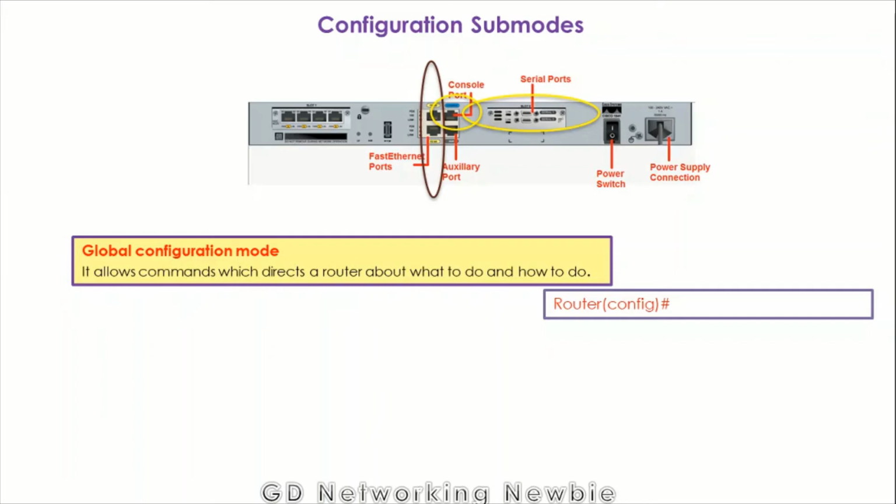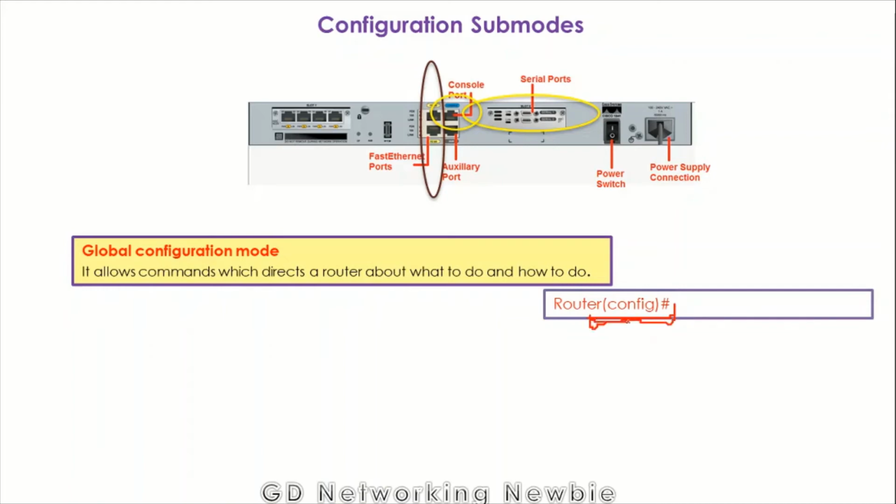Now, to configure these specific modes, these interfaces or ports, we have configuration submodes. To configure them, we move from the global configuration mode to those submodes. For example, at this time you can see we are in the global configuration mode.